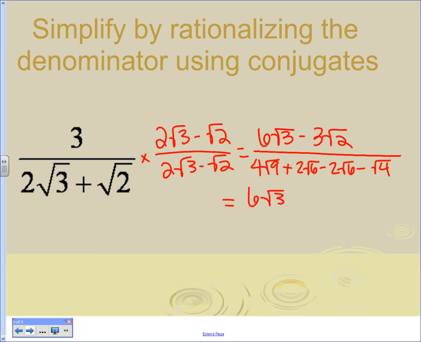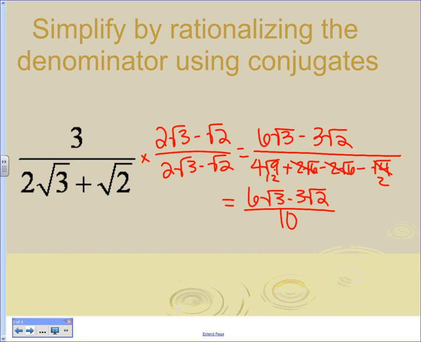6 square roots of 3 minus 3 square roots of 2, over 4 times 3 minus 2, which is 10. You have to be careful on these. 6, 3, and 10. Will those reduce?